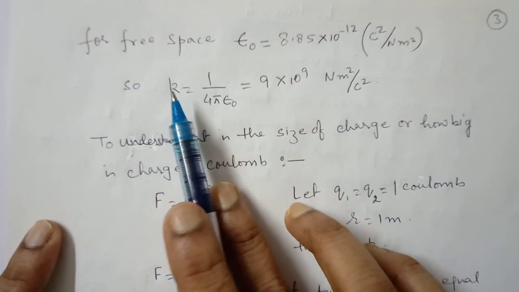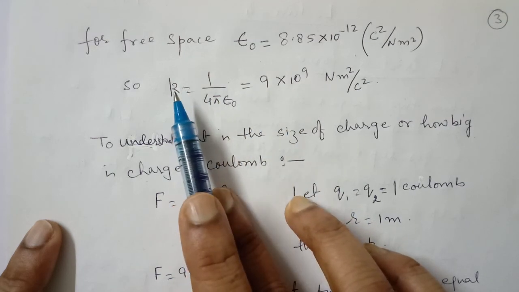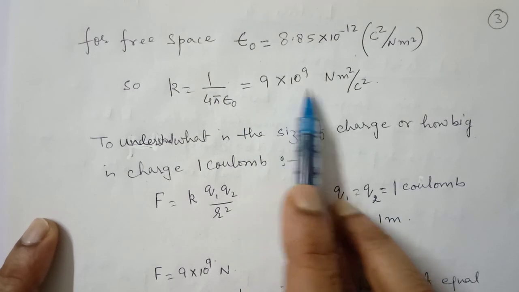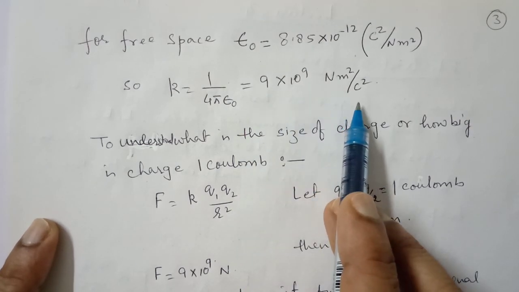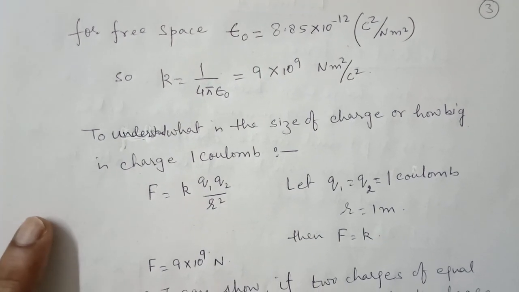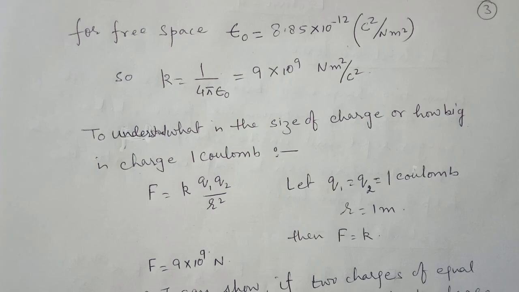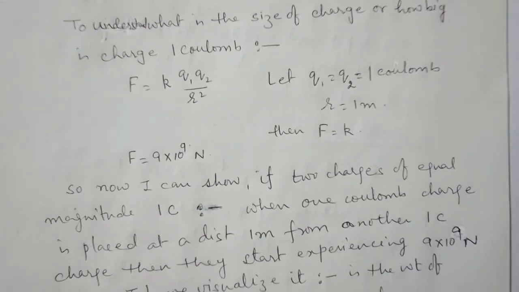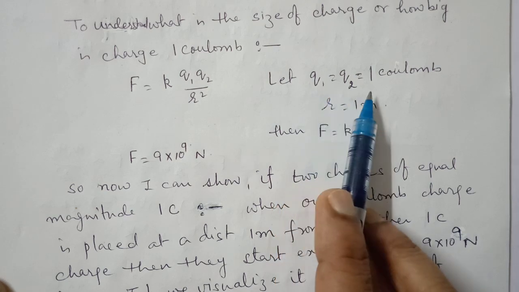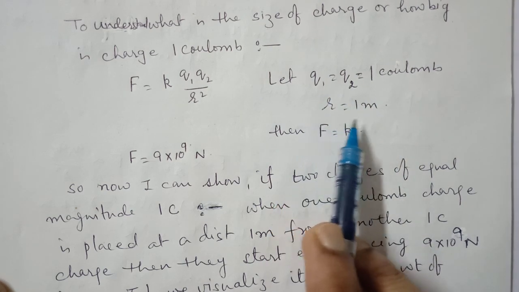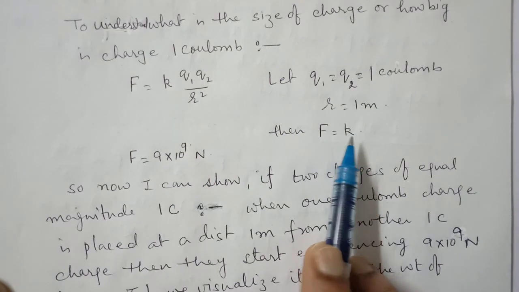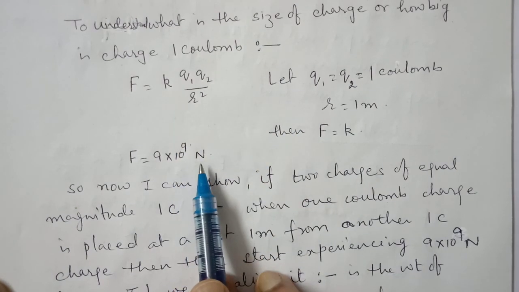So, very popularly we use F is equal to K Q1 Q2 upon R square, and K is taken directly as 9 into 10 to the power 9 Newton meter square per Coulomb square. Now, let's try to imagine how big 1 Coulomb is. When two charges of 1 Coulomb each are placed 1 meter apart, they start experiencing force K, which is given by 9 into 10 to the power 9 Newton.